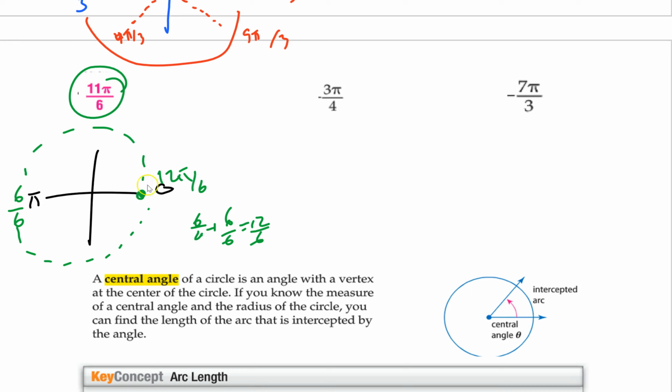So I want to go to 11, right? So 6, 12, I'm a little short. I just need 11. It should be right here in quadrant 2. Yeah, that's all I care about. I care that you know what quadrant it's in. Look at the next one.